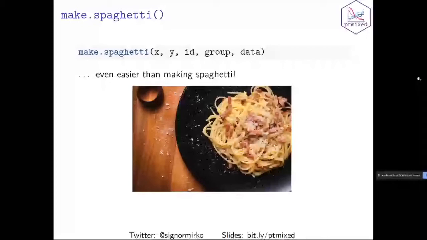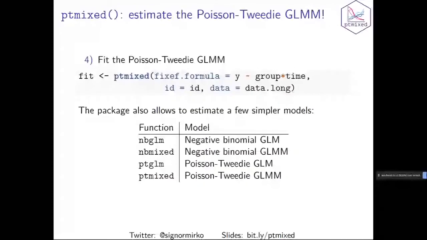After these exploratory steps, we can proceed and fit our model. This can be done with the ptmixed function, where we specify the response Y, the fixed effects, here group, time, and their interaction, the subject ID, and the name of the data frame. In the package, I have also included some extra functions to fit simpler models, such as the negative binomial GLM and GLMM, as well as the Poisson-Tweedy GLM.